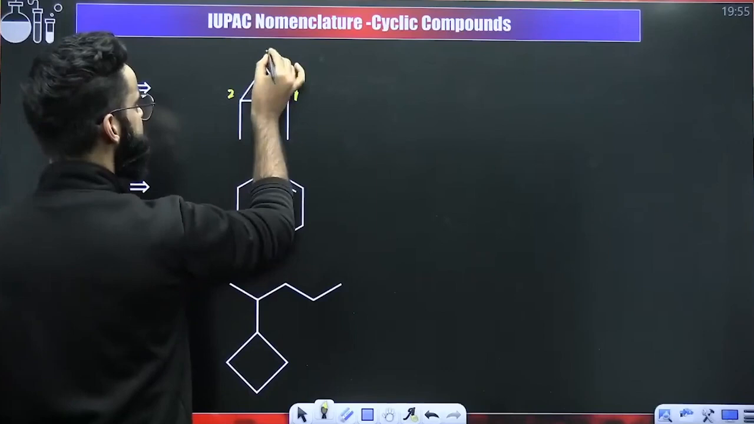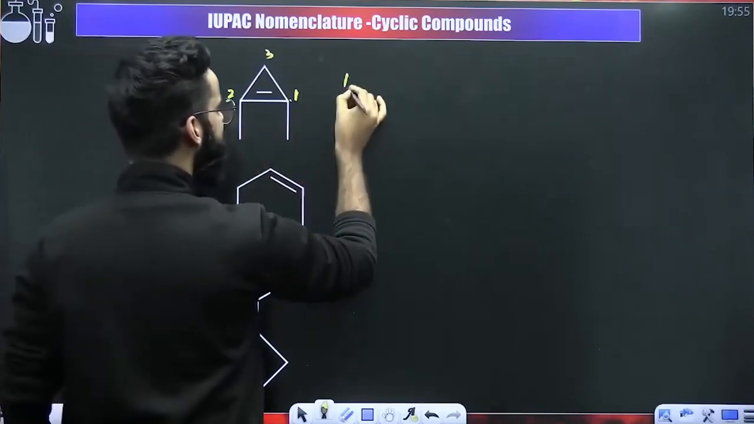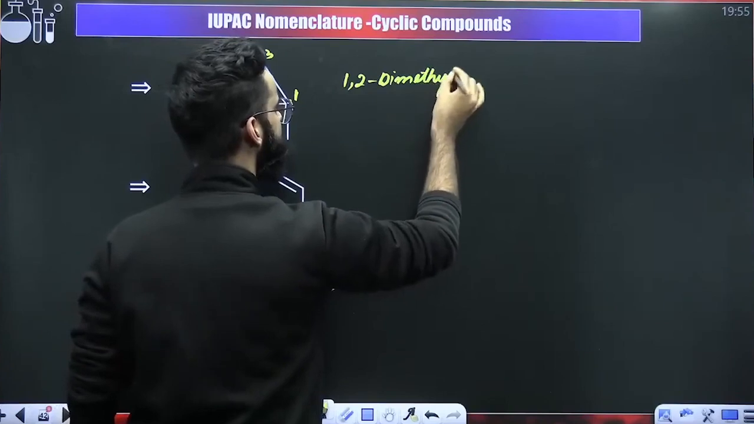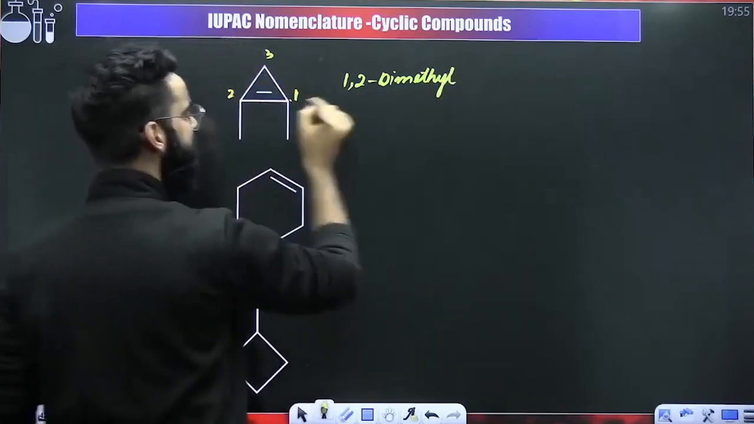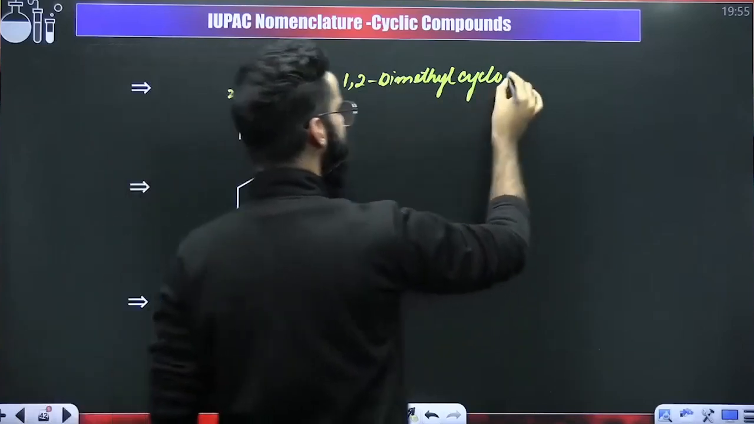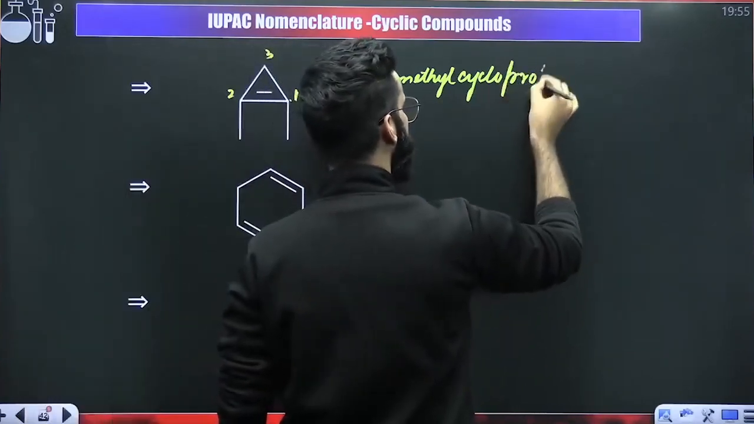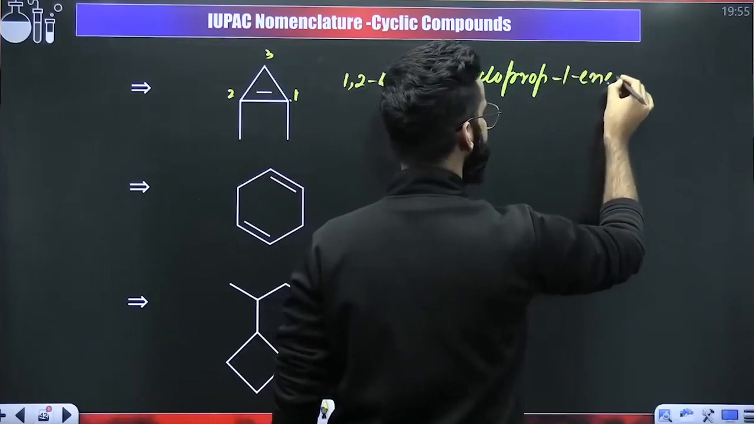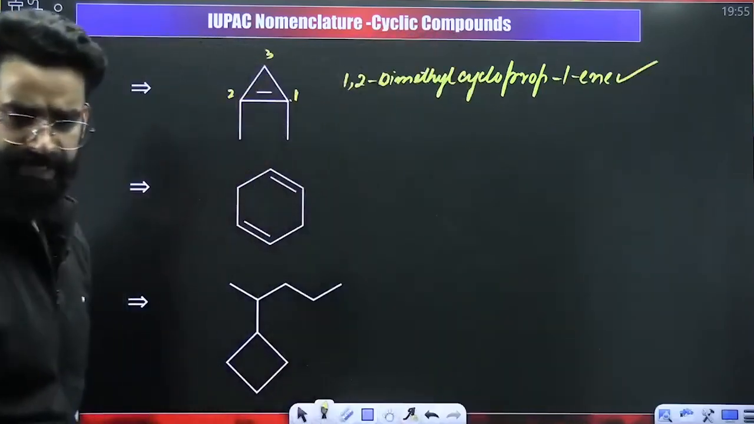This is 1, this is 2, this is 3. 1, 2 dimethyl. Right? Then it is cyclo. Main chain contains 3 carbon atoms, so it's prop. There is a double bond at carbon number 1, so it's ene. Done and dusted. Right? Done and dusted.